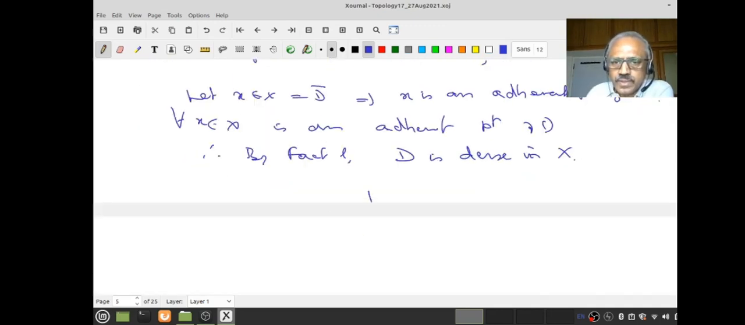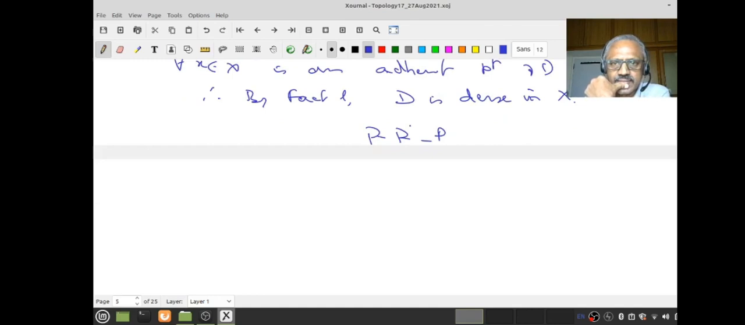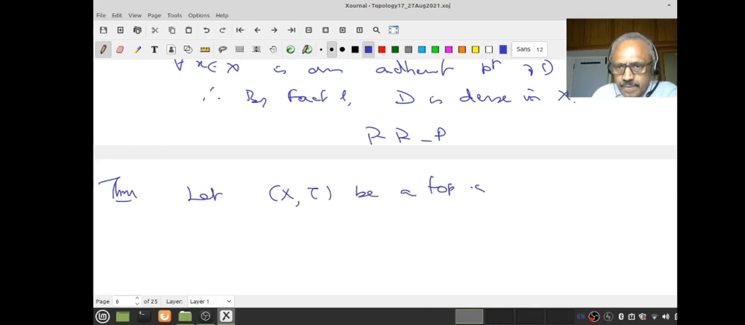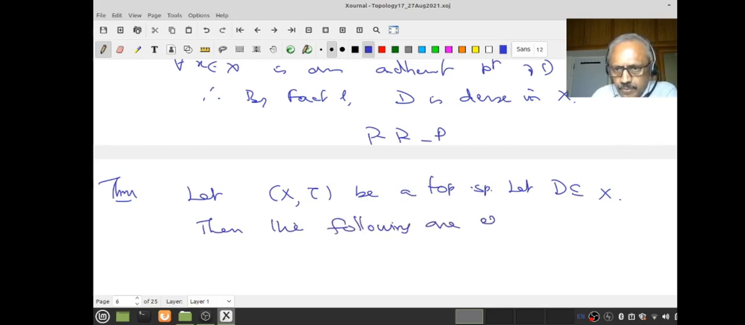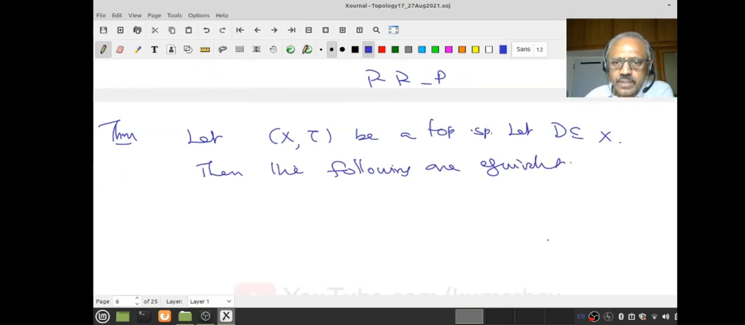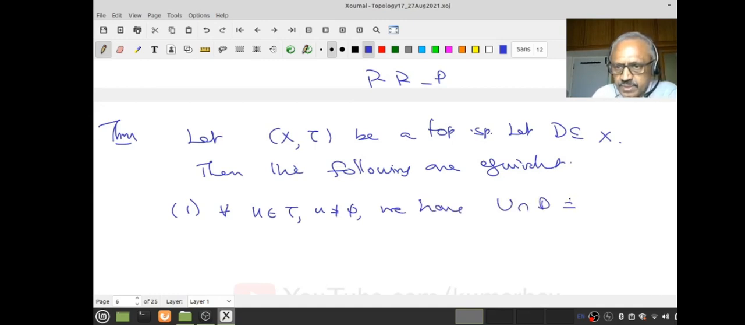Okay, pause, review, proceed. So what have we shown? Now we have shown the following are equivalent. Theorem: let (X, tau) be a topological space, let D be a subset of X. Then the following are equivalent. One, for every U in tau, U non-empty, we have U intersection D is not empty. This is the definition of density actually. I could have simply said D is dense in X.